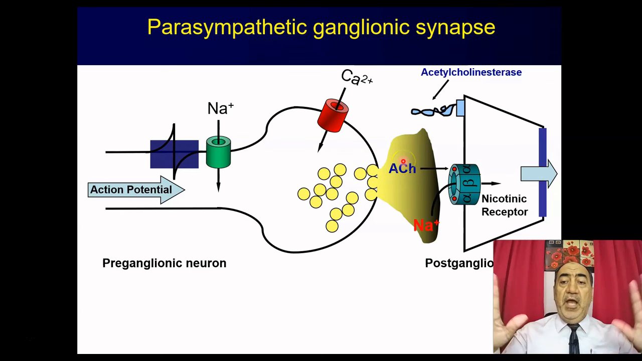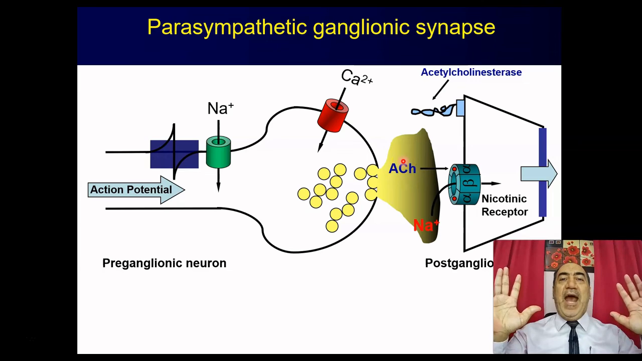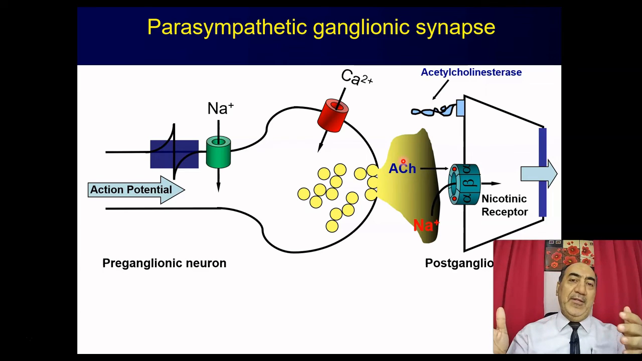Now acetylcholine says, I'm free now, I can do whatever. Go ahead, but not whatever, because there is acetylcholinesterase waiting to split you back into acetate and choline. So acetylcholine, with regard to function, binds to nicotinic receptors on the surface of the postganglionic neuron.